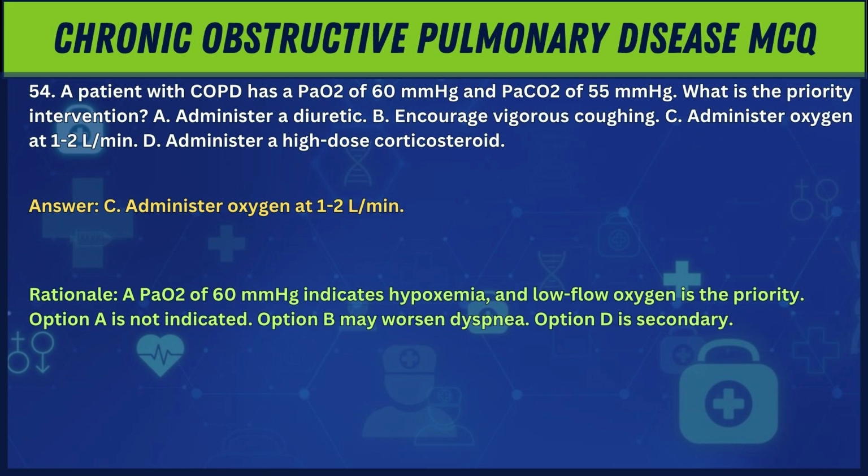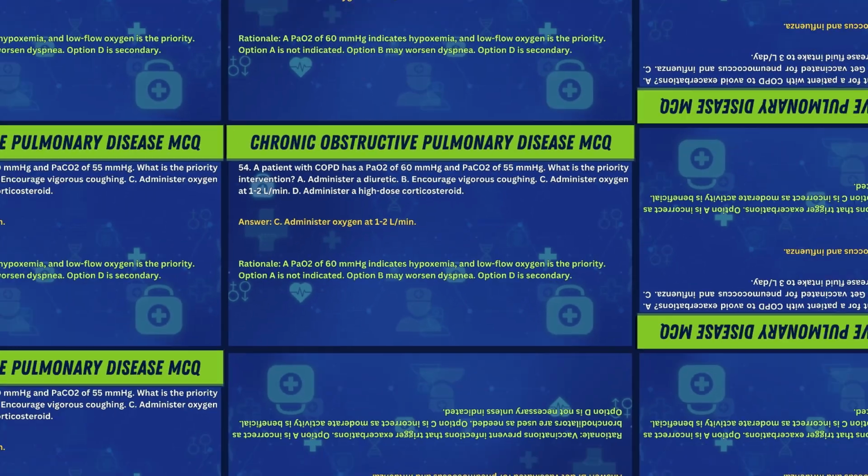54. A patient with COPD has a PaO2 of 60 mm of mercury and PaCO2 of 55 mm of mercury. What is the priority intervention? A. Administer a diuretic. B. Encourage vigorous coughing. C. Administer oxygen at 1 to 2 liters per minute. D. Administer a high-dose corticosteroid. Answer: C. Administer oxygen at 1 to 2 liters per minute. Rationale: a PaO2 of 60 mm of mercury indicates hypoxemia, and low-flow oxygen is the priority. Option A is not indicated. Option B may worsen dyspnea. Option D is secondary.